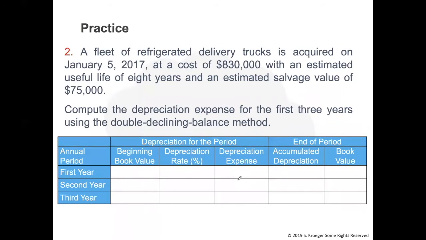The first thing we want to do is calculate the depreciation rate. Try this on your own and see what you get. To calculate the depreciation rate, we would do 1 divided by the years and then times 2 so that we're doubling it. How many years is this asset good for? 8 years. We would do 1 divided by 8 and then double it, which would give us 25%. That is the depreciation rate for all of the years.